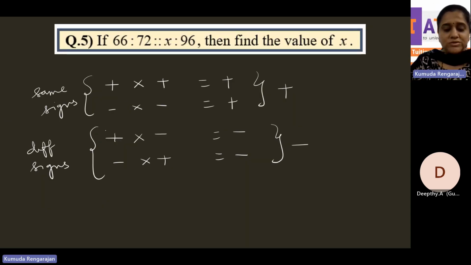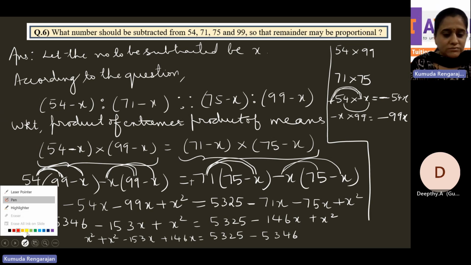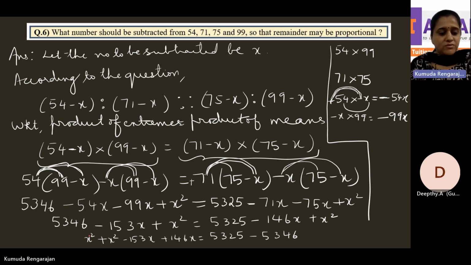So here you must cancel the x square and x square. This one is minus, sorry, I wrote plus. By mistake, I wrote plus. This is x square minus x square. So x square and minus x square will get cancelled, strike it out.